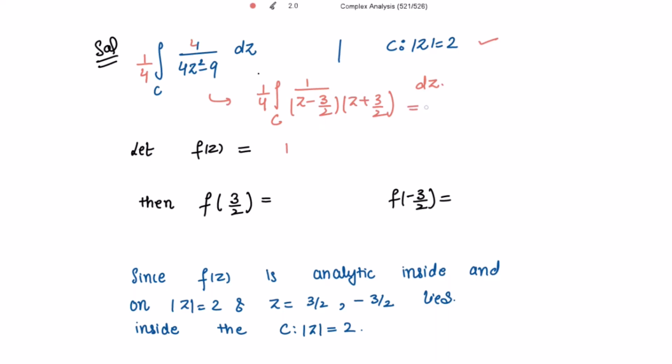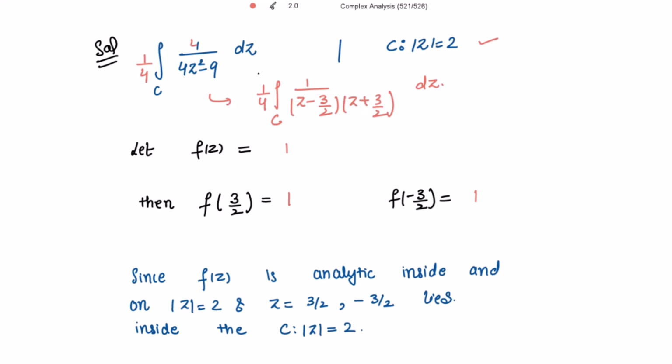Because when taking this denominator equal to 0, we are getting the points z = ±3/2. So we need to get the value of f at 3/2, and also the value of f at -3/2, right? We need these two values. Because your function is a constant function equal to 1, whatever value you put for z, the answer is always 1, right? f(z) is a constant function.